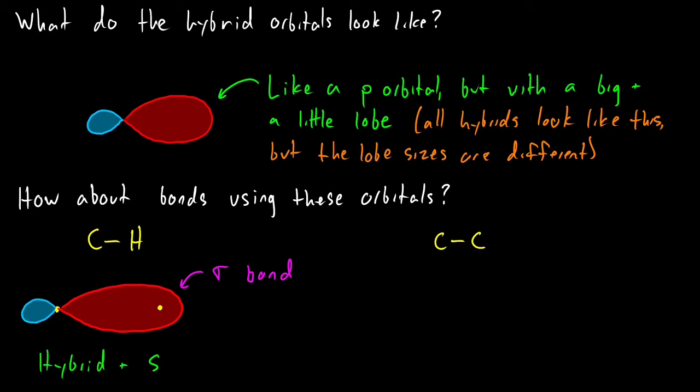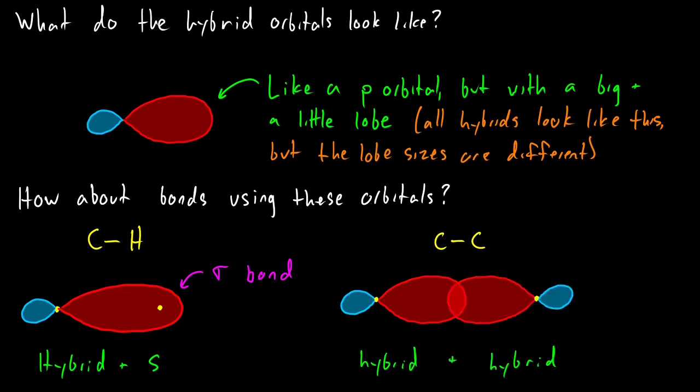Using the same process, we would take a hybrid orbital and we would mix them using their large lobes in phase to create yet another type of sigma bonding orbital. These are the types of sigma bonds that we're going to see most commonly in organic chemistry.